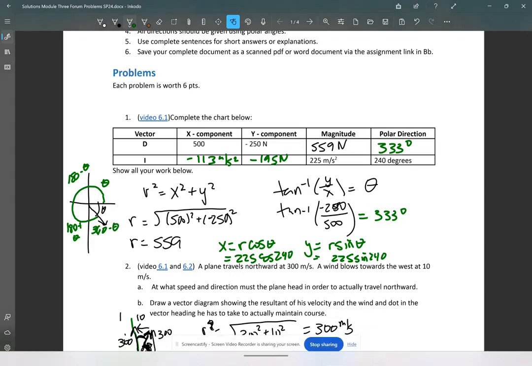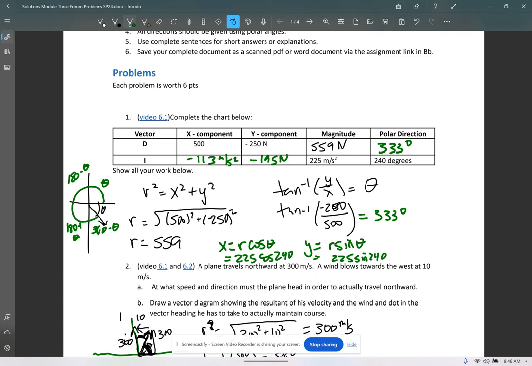Okay, let's go over your practice problems. So in number 1, this is just a really good review of finding components and then to find magnitude and direction. So in D, for vector D, you're given the x and y component. To find the magnitude, the length of it, you're going to use x squared plus y squared equals r squared.